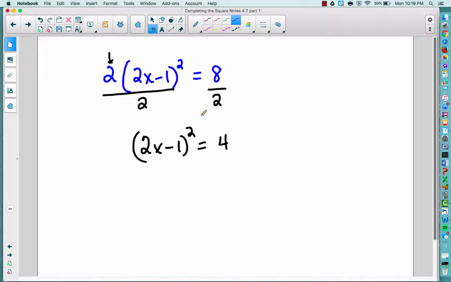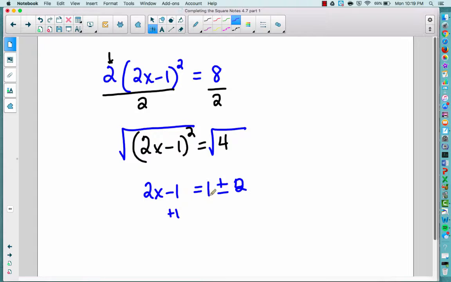I have a perfect square equaling a number, so I can take the square root of both sides, and I get 2x minus 1 equals, now here's the part we've got to remember, plus or minus 2. Remember, when we take the square root of both sides, we have to do plus or minus. All right, so then we add 1 because we're solving for x. We always put it in front.